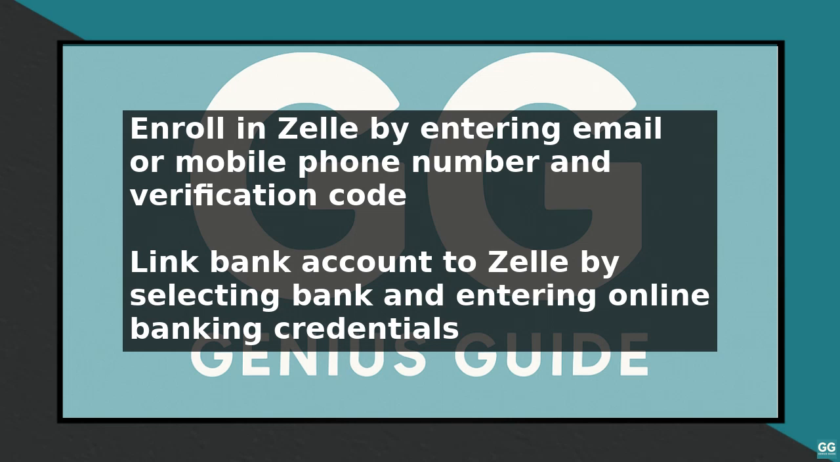To send money, select the recipient's email address or mobile phone number. Enter the amount you want to send, and add a memo if needed. When receiving money, the recipient will receive a notification with instructions on how to claim the payment. If the recipient is already enrolled in Zelle, the payment will be deposited directly into their bank account.